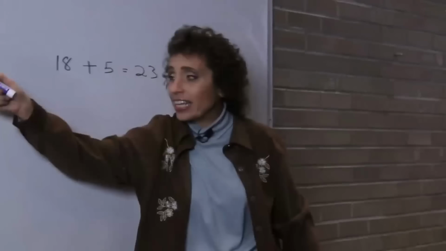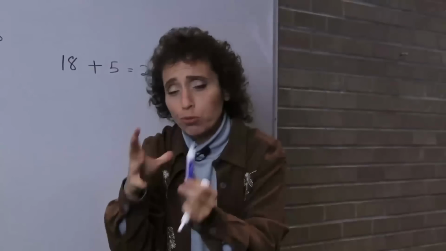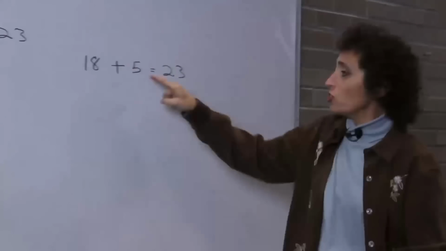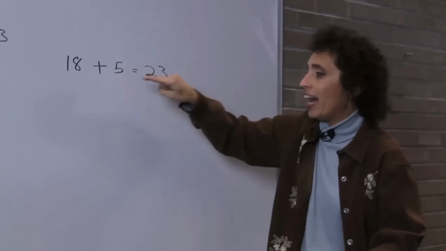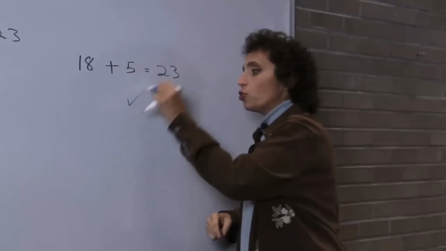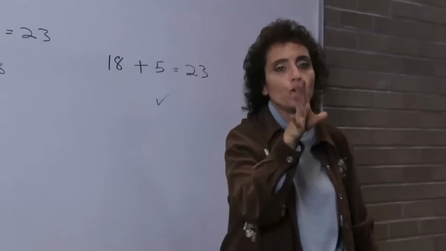You have to check the answer in the given problem. The given problem in this problem were the words. So you must check it in the words. A number increased by 5 is 23. That is correct. That is your check. That's it. Don't plug it in here. Let me show you why.